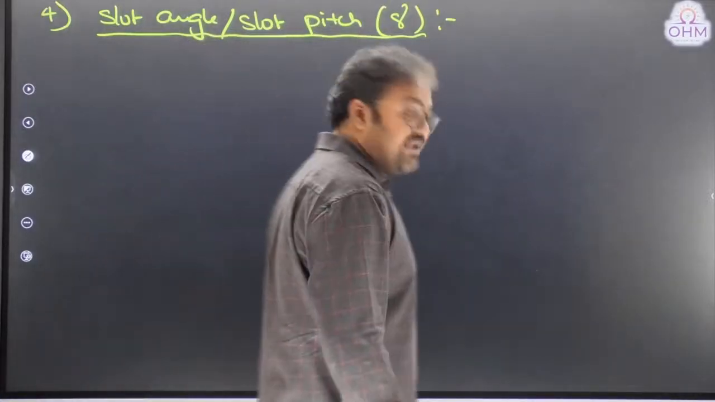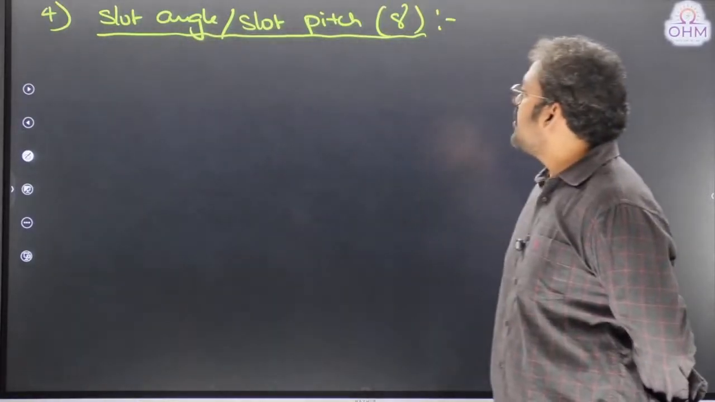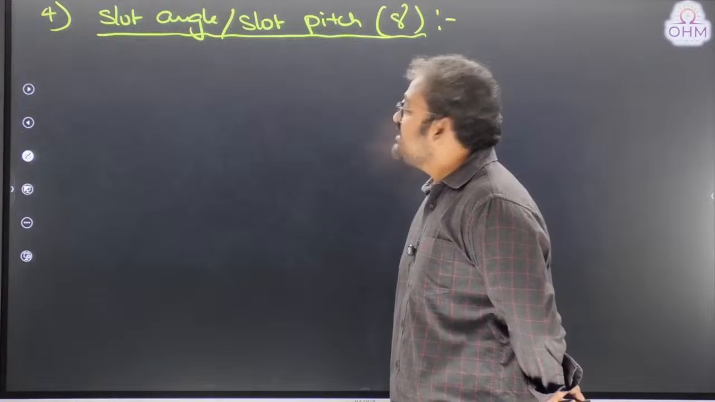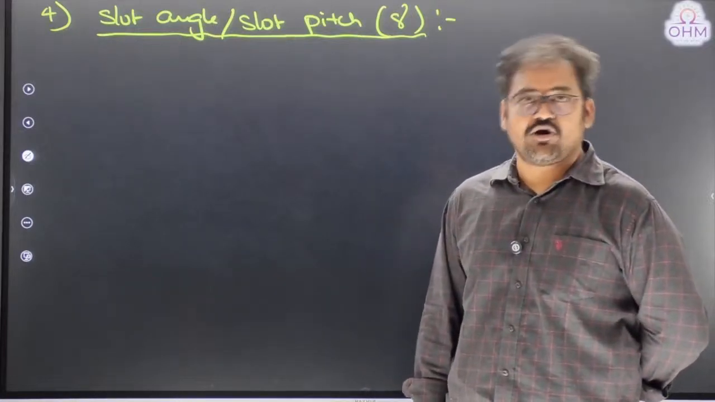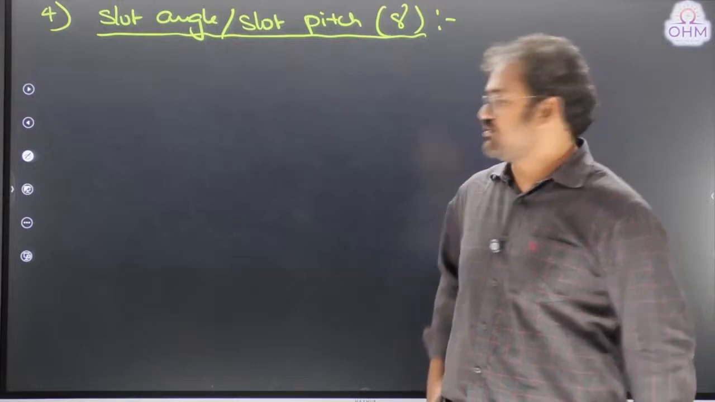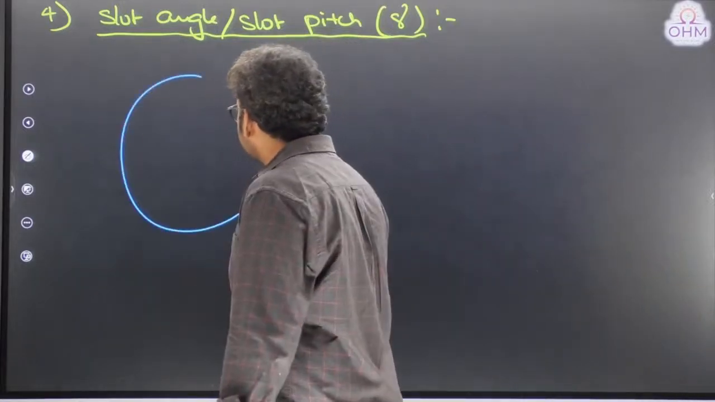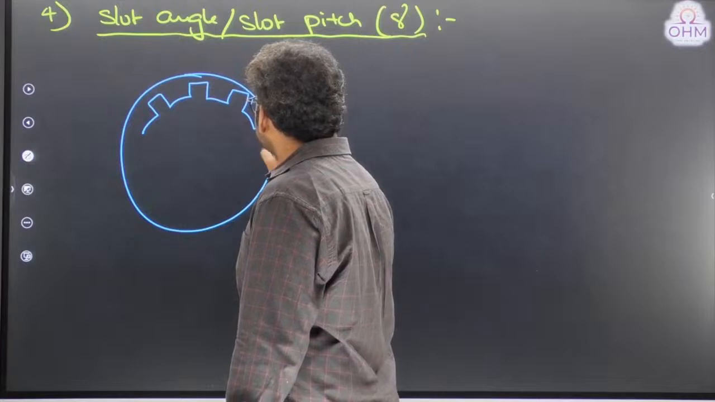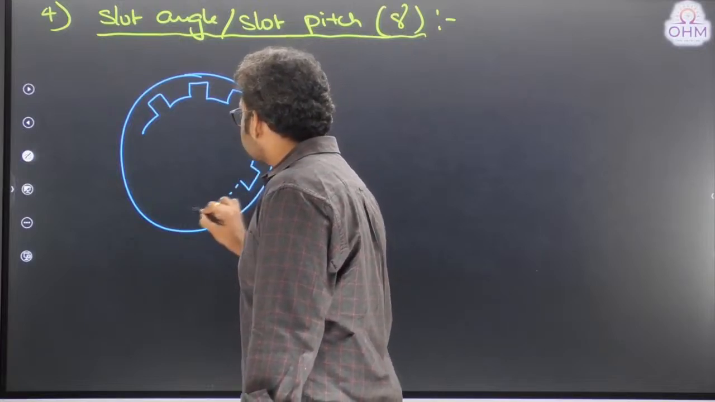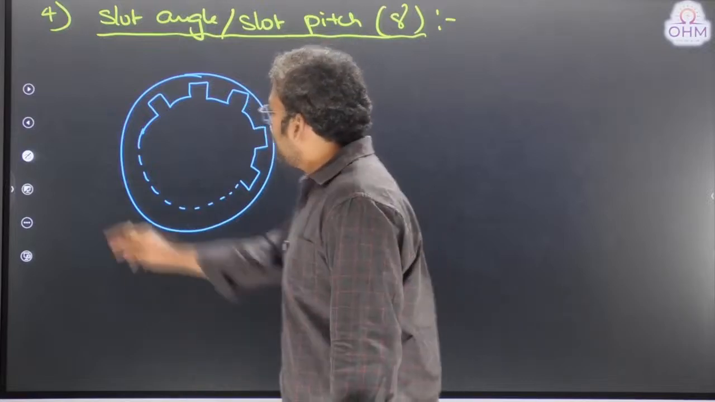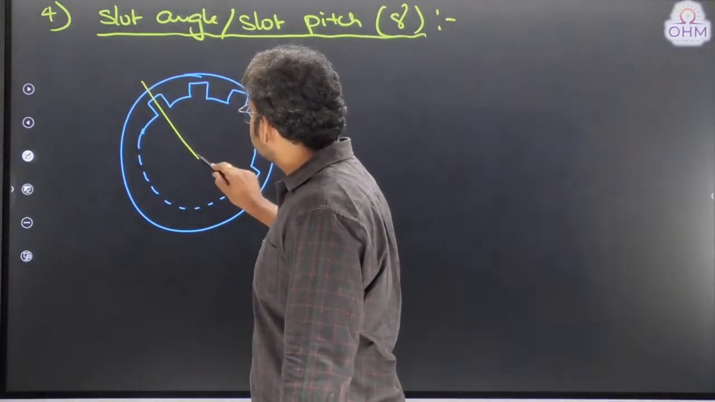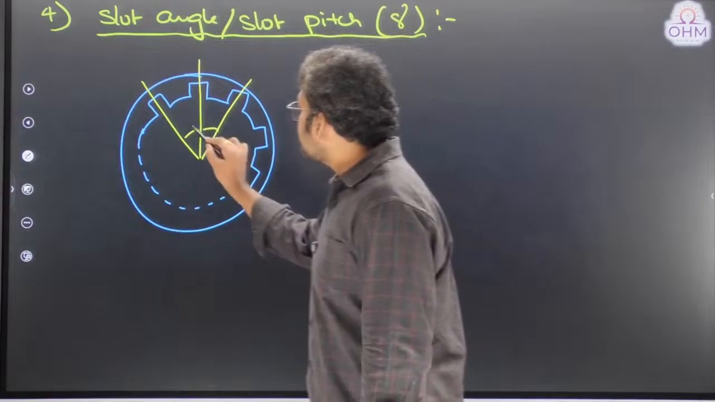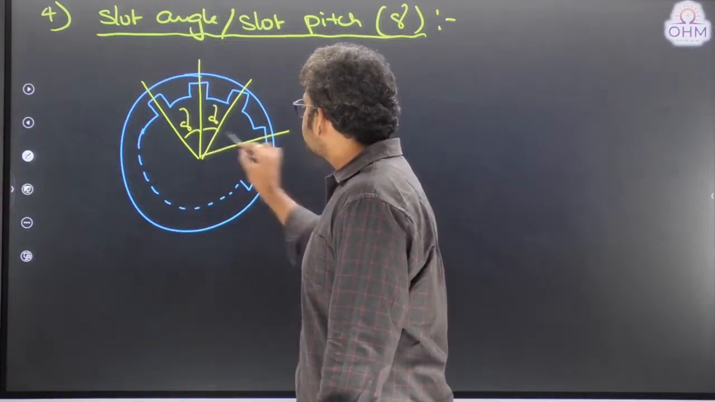Now, the next important term is slot angle, also known as slot pitch. As the name itself indicates, it is the angle between two adjacent slots, or the angle occupied by each slot. Let's take a small example. Consider this is the machine that I have. Suppose this machine has a number of slots. What is the angle from the first slot to the second slot? Second slot to third slot, what is the angle? That is what we call slot angle or slot pitch.